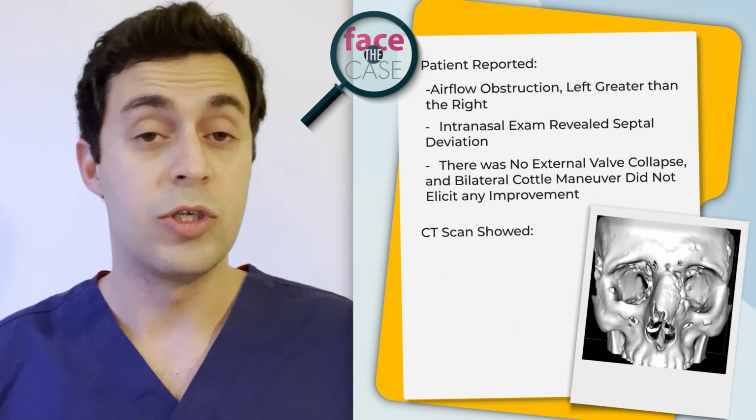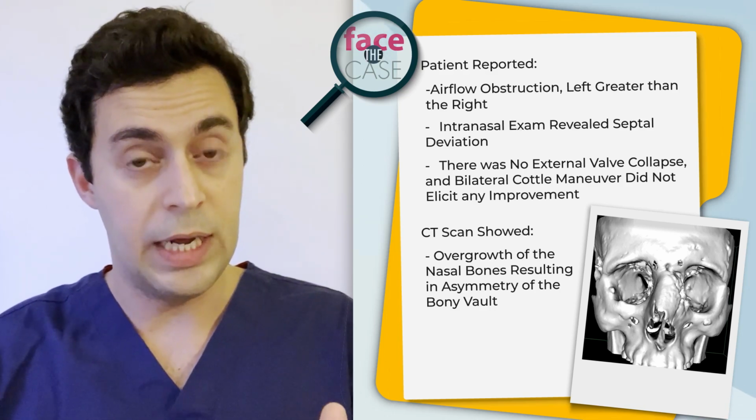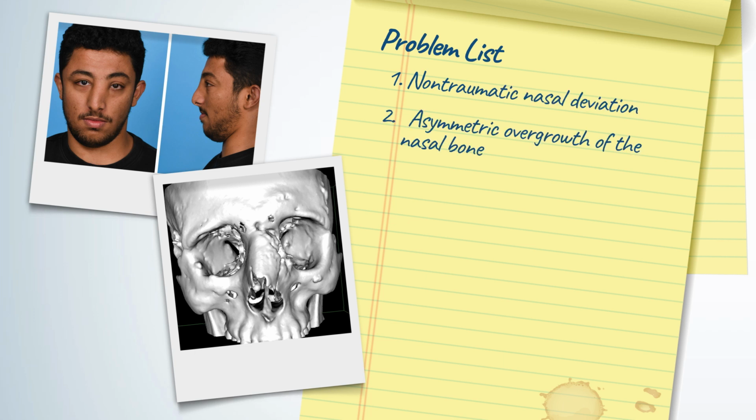CT scan showed overgrowth of the nasal bones, resulting in asymmetry of the bony vault. So the problem list for this 22-year-old patient includes non-traumatic nasal deviation, asymmetric overgrowth of the nasal bones, and obstructive airflow symptoms. How would you face the case?